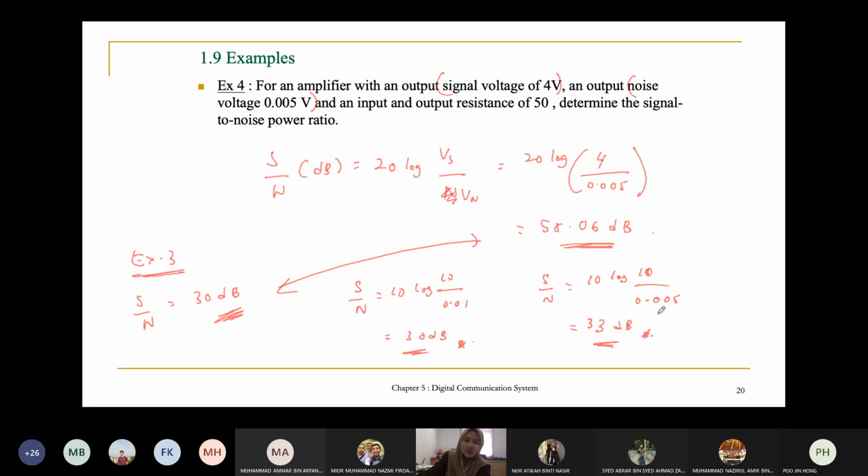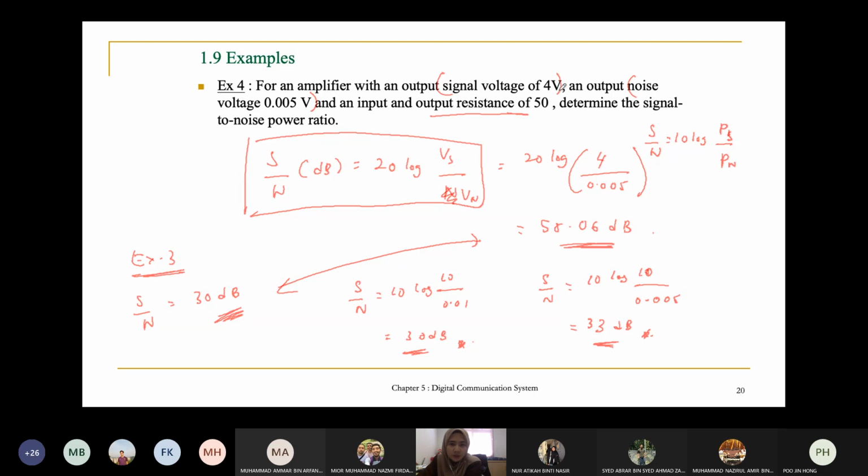So actually kenapa dia bagi ni, macam yang ni kita directly guna this formula, 20 log Vs divide by Vn. Tetapi contohnya awak tak ingat formula ni. Biasa kan awak guna 10 log Ps over Pn. Betul? Biasa awak guna yang ni.